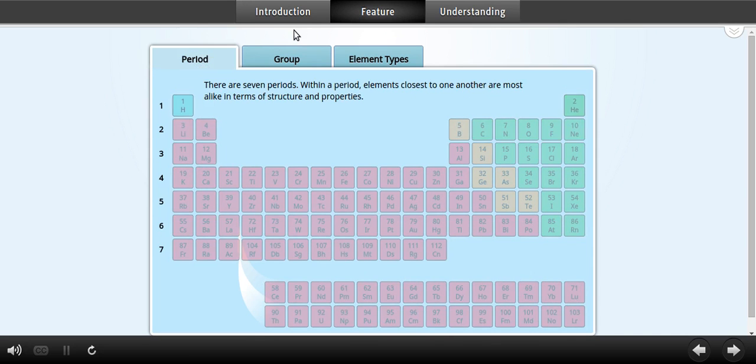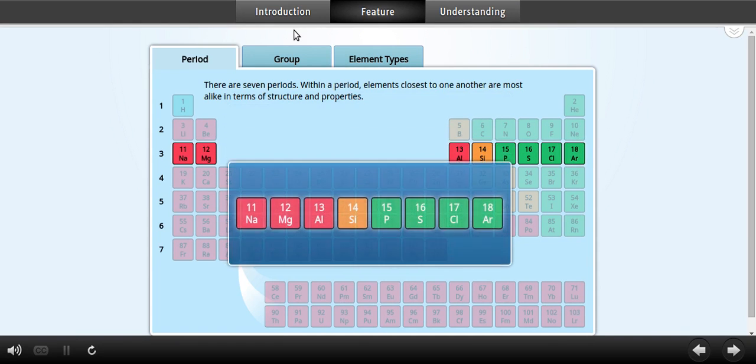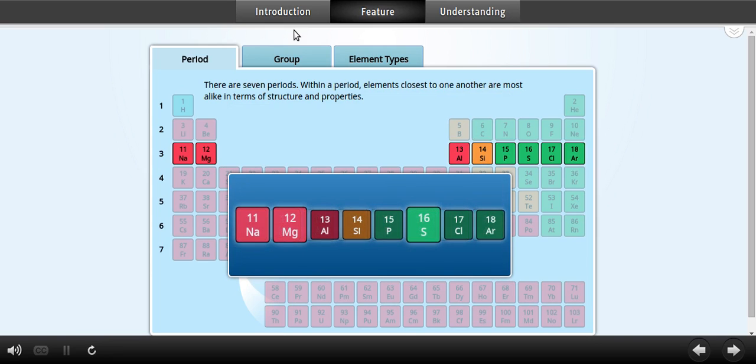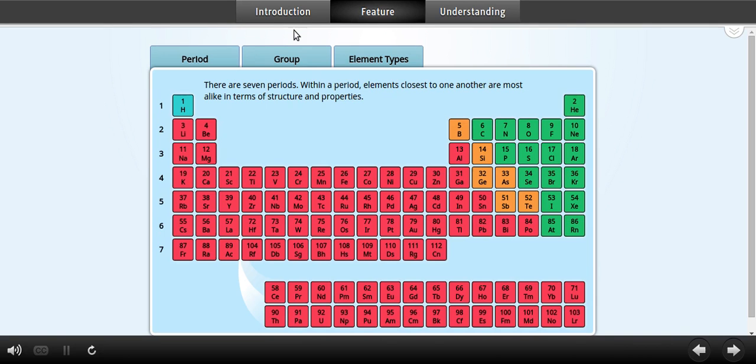There are 7 periods in the periodic table. Properties of elements follow a pattern across a period. The closer two elements are within a period, the more alike they are in terms of structure and properties. For example, sodium, magnesium, and sulfur are all in period 3. Sodium and magnesium are more structurally alike than are sodium and sulfur.